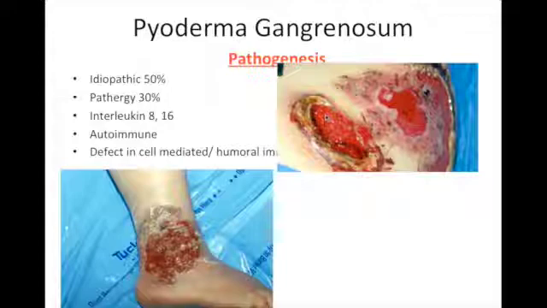Just some pathogenesis. It's idiopathic in the vast majority of patients, or at least half of them. Pathergy, like we said, is about 30%. It's been associated with interleukin 8 and 16. It's in the spectrum of autoimmune, however it can be associated with autoimmune disorders. There's a defect in both cell-mediated and humoral immunity in these patients.